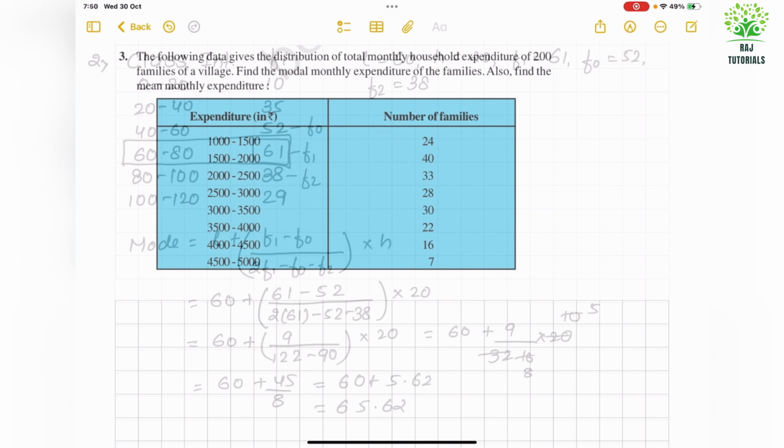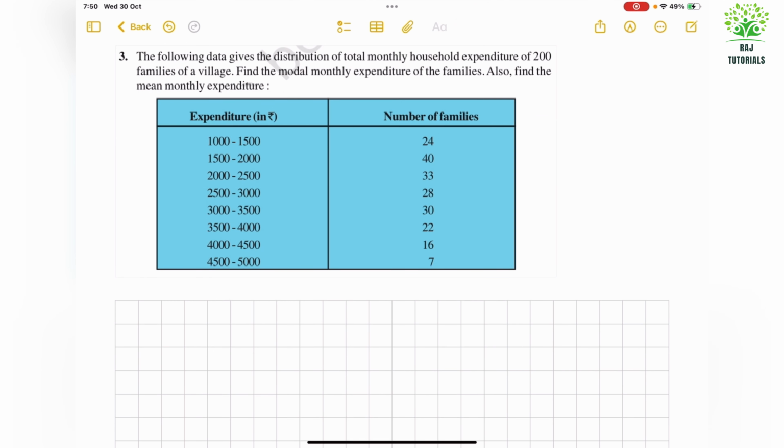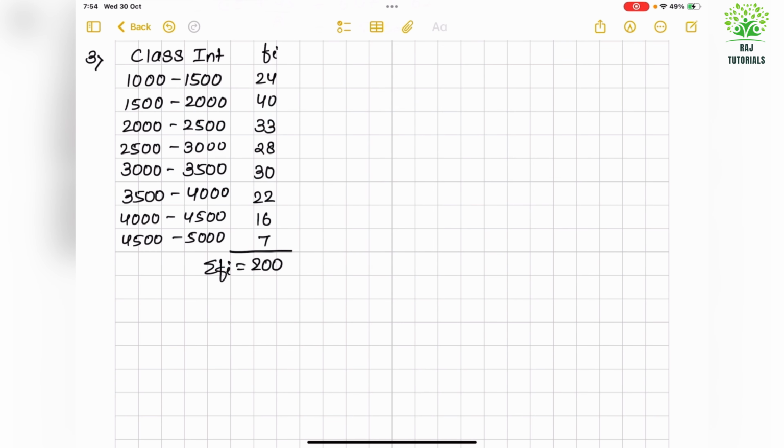So that is coming as 65.62. Now the next question says the following data gives the distribution of total monthly household expenditure of 200 families of a village. Find the modal monthly expenditure of the families. Also find the mean monthly expenditure.